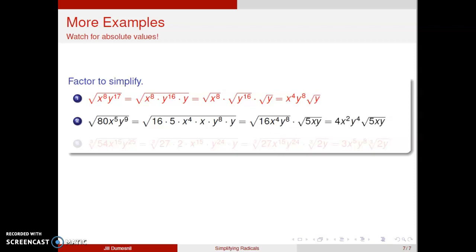Simplifying the square root of perfect squares, we normally get absolute value, but in this case, we've already decided that our variables are positive.